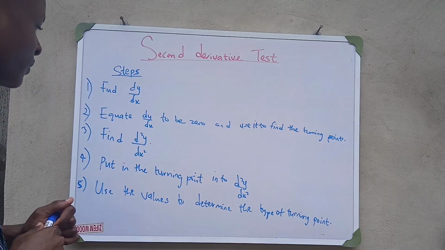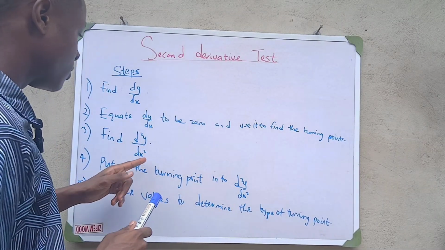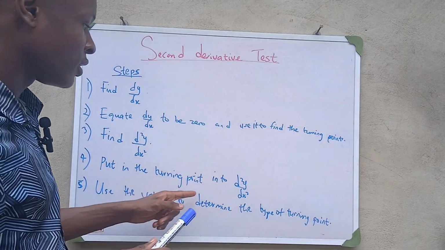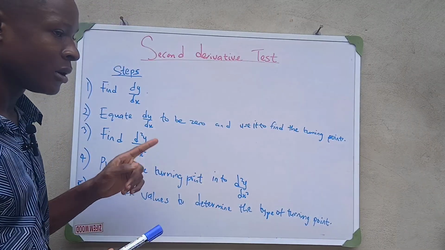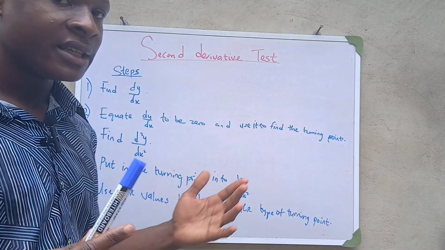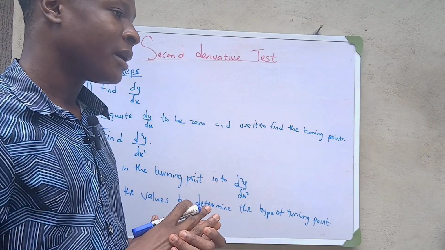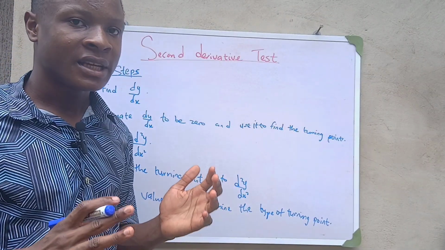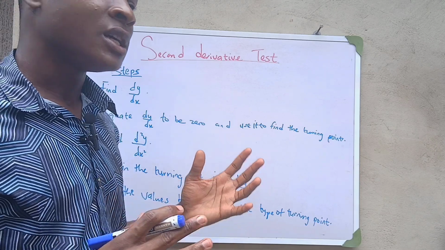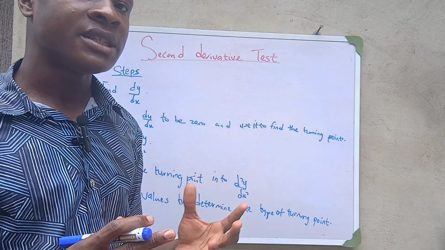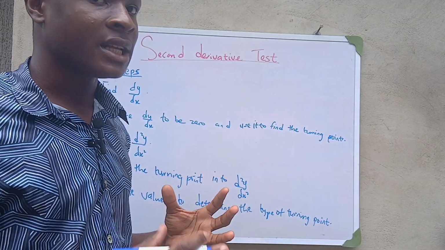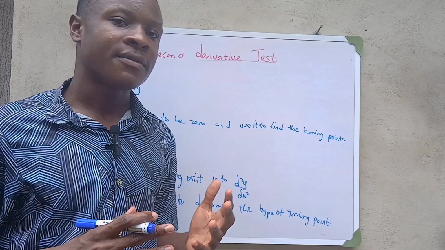So when we find d²y/dx², we put our turning point into d²y/dx². Then we use our values to determine the type of turning point. What I mean is that if we have a negative d²y/dx², meaning less than 0, it means that we have a maximum point. While if we have a positive value, greater than 0, it means that we have a minimum point.